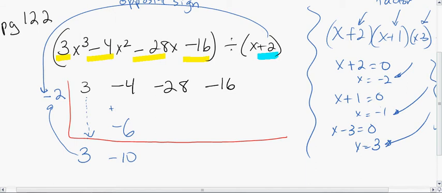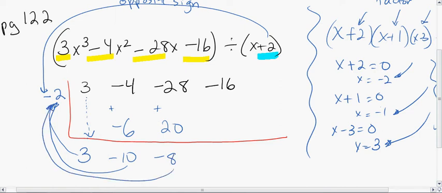Then I'm going to repeat that process. -10 times -2 is +20. Write that inside the box. And add those numbers together. -28 plus 20 is -8. So I'm going to multiply again. So just like long division, we have this repeat process. -8 times -2 is a +16. It's +16, and then add them together. -16 plus 16 is 0.